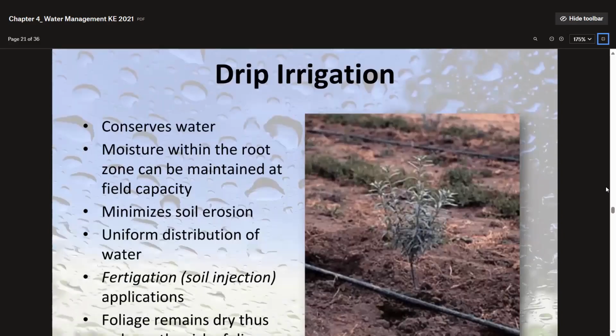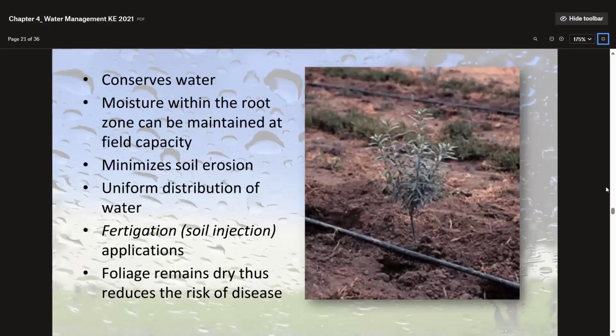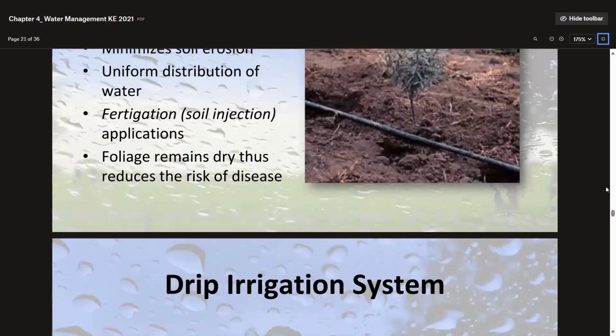Now, drip irrigation, that's the way to do it right there. It conserves water. Its moisture is directly within the root zone and can be maintained at field capacity because the water just drips out slowly, right? It minimizes soil erosion. It's a uniform distribution of the water. You can inject soil injections into the water system for fertigation, right? So you can easily give these trees nutrient treatments or things like that. And the foliage remains dry, thus you don't get the fungal infestations, right? So drip irrigation is a great way to do it.